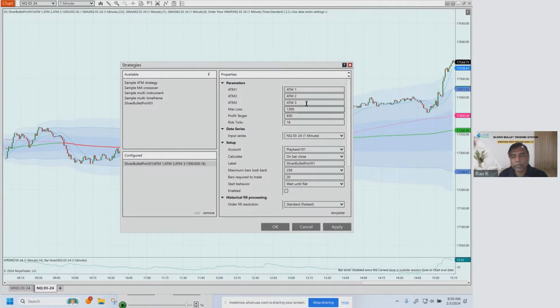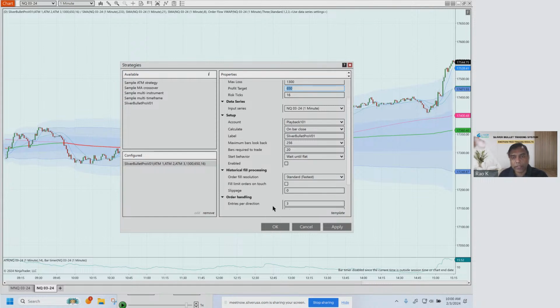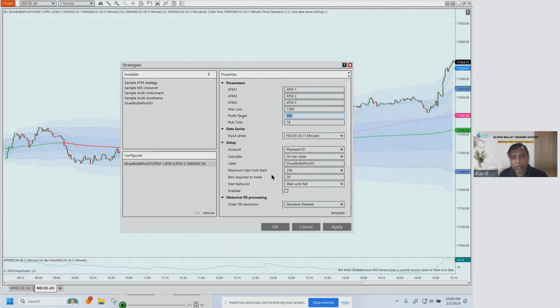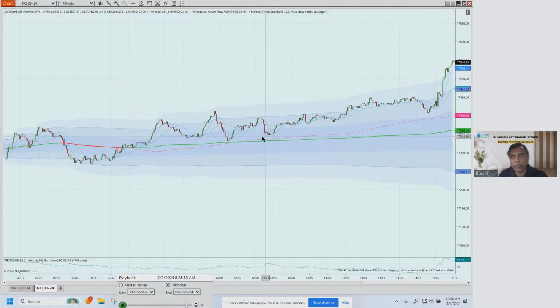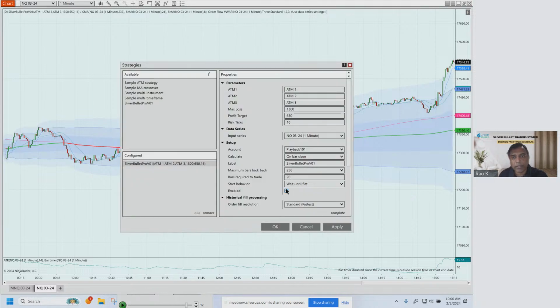And here you see some parameters which we explain in our training. Here you can set up your max loss for the session, which is $1,300, max profit $650, and various other parameters you can customize based on your time availability. So we teach all about these things in our training, but this is the default setting, and I am just going with my default setting. And I did not enable the software.